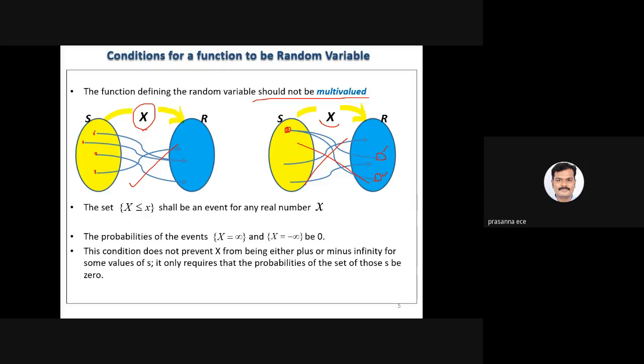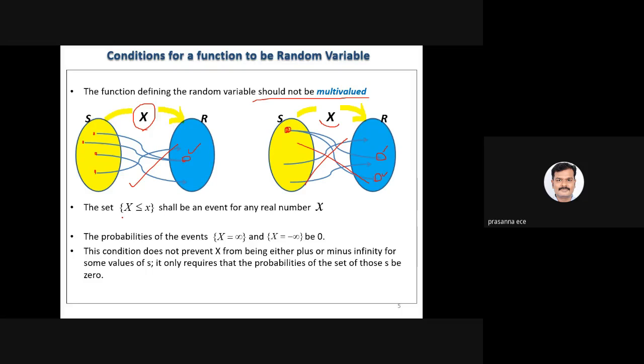Two outcomes can map to a single real number. So this is a valid thing. But one single outcome cannot be mapped to two different real numbers. That is what we call multi-valued. It should not be multi-valued. So this is one particular rule or condition.